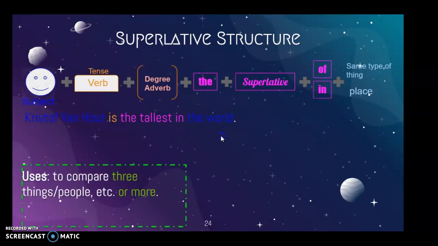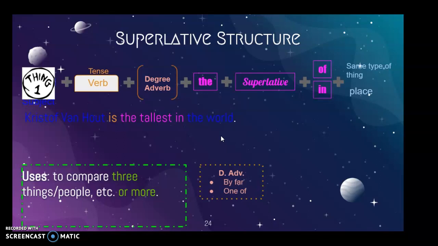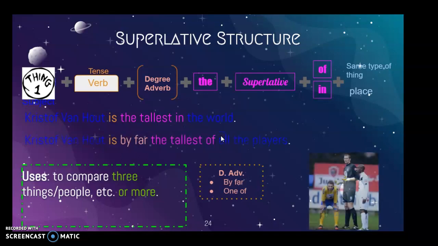And as you know, I am comparing one thing to the rest of the world, and I can use another adverb of degree to make it sound better. So I can use by far or one of. So Christoph van Hout is by far the tallest of all the players.